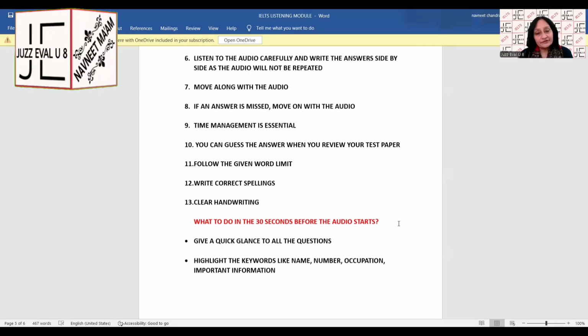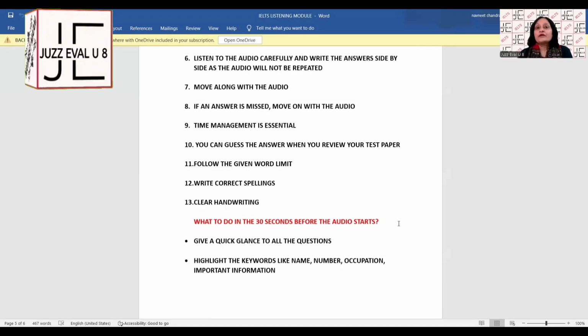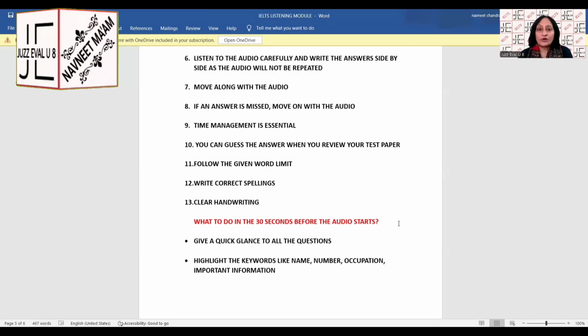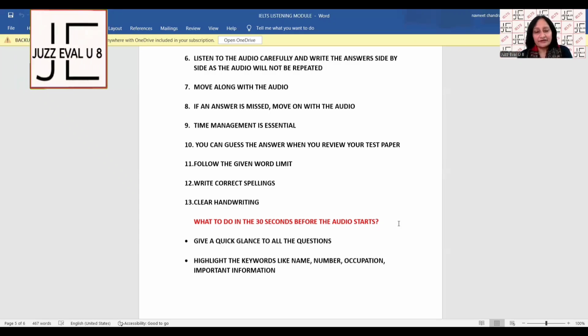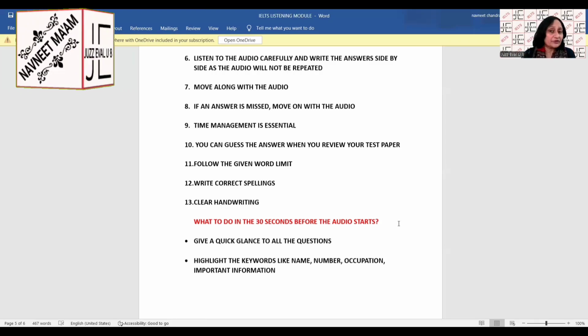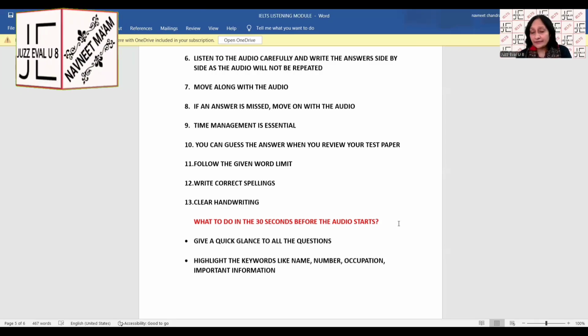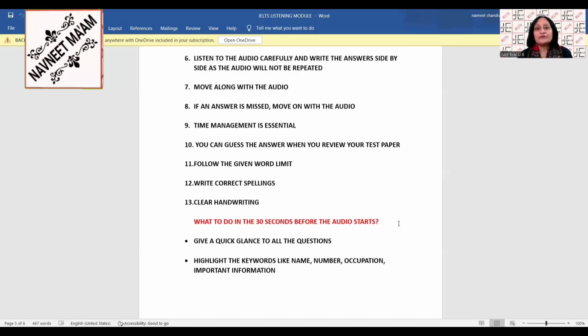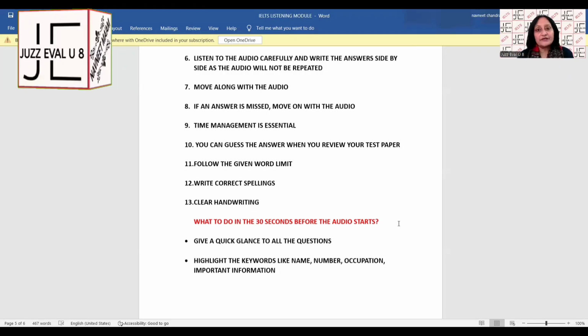Now, what to do in the 30 seconds before the audio starts? This is very important, therefore, I'm repeating it. Don't waste this time. Give a quick glance to all the questions. Keep in mind the keywords, like where a number is required to be filled in or a name. And so, once the audio starts, you'll be a bit familiar with the words and it'll be easier for you to fill in.